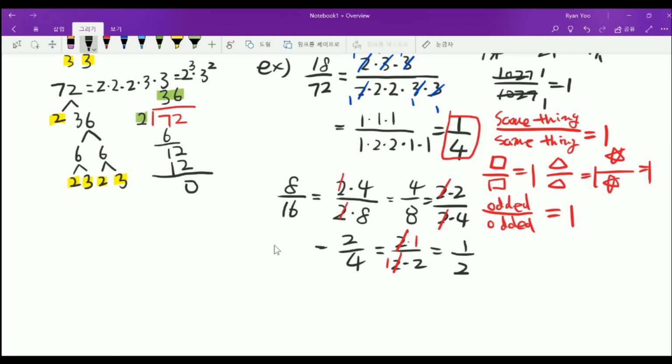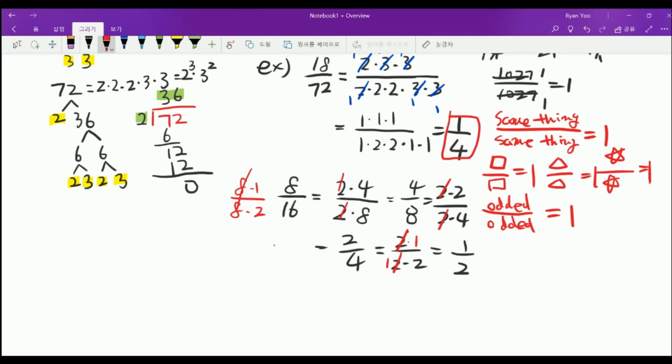Or from the very beginning, if you're good at multiplication table, it goes, okay, so 8 is 8 times 1, and 16 is 8 times 2, right? So they cancel out, become 1 over 2, same answer. But this is one of those reasons that you need to master prime number factorization.